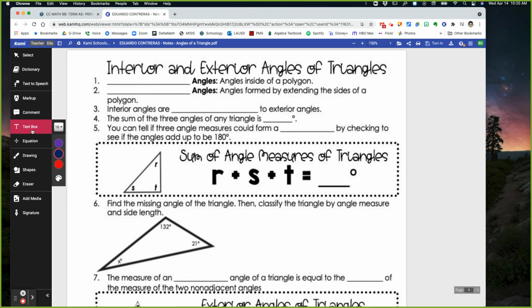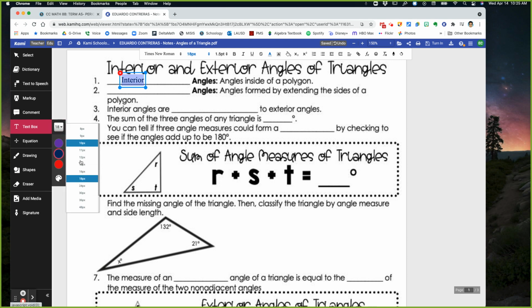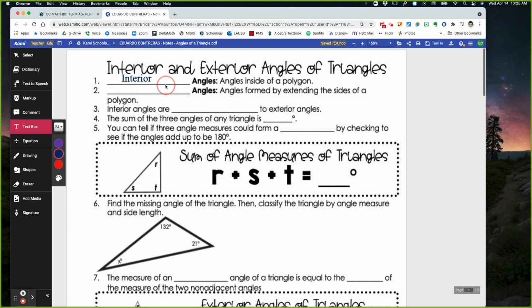So I'm going to grab my text tool, pick a color, and we're going to write in the word interior. Interior. That looks a little small for this space. Let me change that to, I don't know, 18 maybe. 18's good. What's the next up from 18? 24. Actually, 24 looks good. I changed it to font size 24. If you want to do that, that's fine.